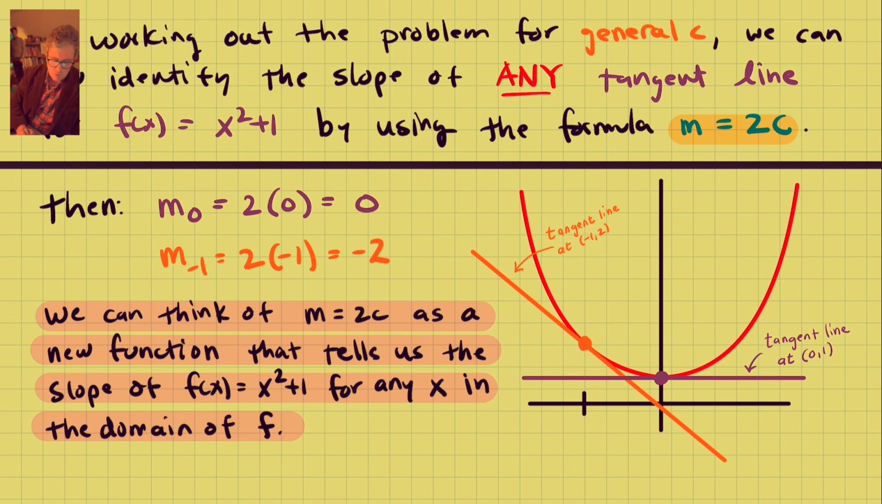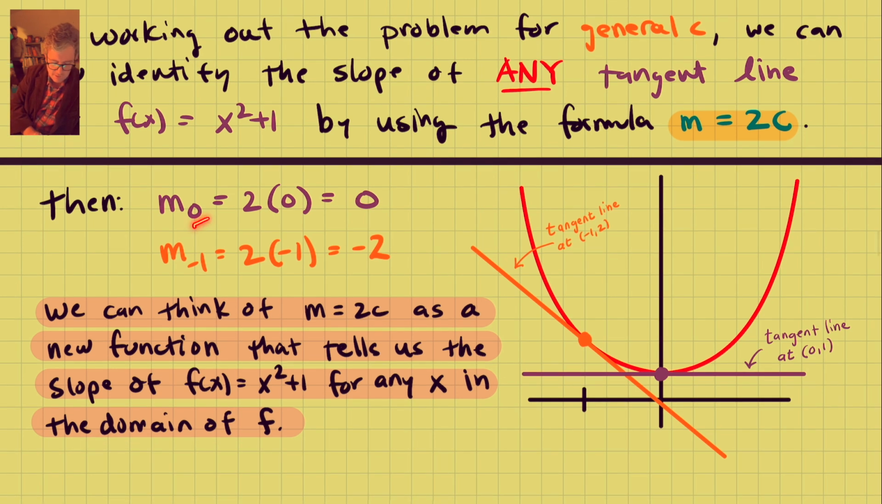Okay, and so what's really the key to the derivative is to take this previous idea and extend it a little bit. We can think of m equals 2c, this little equation that we got out of the previous example, as a new function that tells us the slope of the original function for any x in the domain of f. Okay, any x in the domain of f.